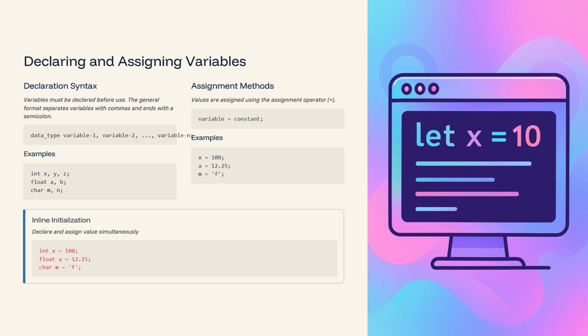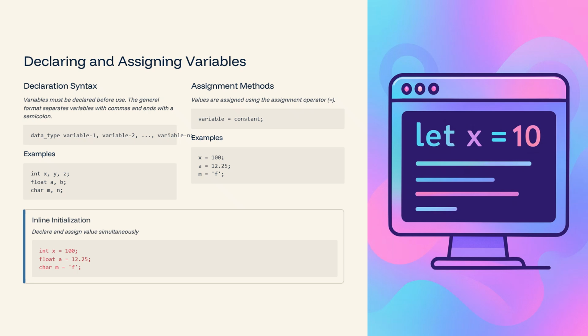Now I want to assign some values. Values are assigned using the assignment operator equal to. Like x = 100, a = 12.5. Likewise, you can assign the values. When it comes to initialization, we can declare and assign a value at the same time, like int x = 100. Here we are declaring int x. x is an integer variable and it is storing 100 as its value.